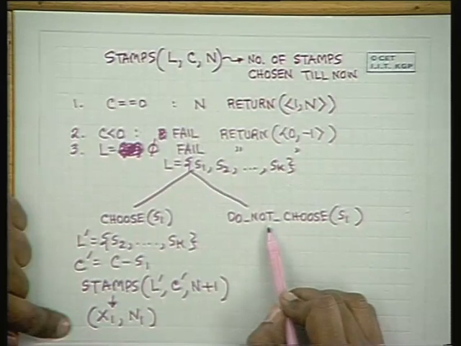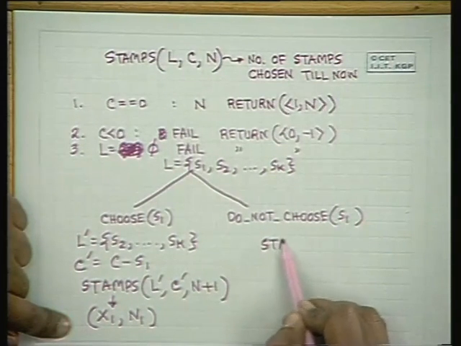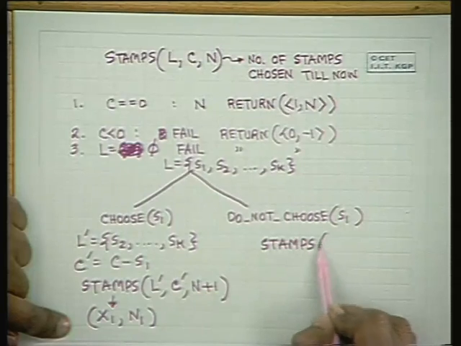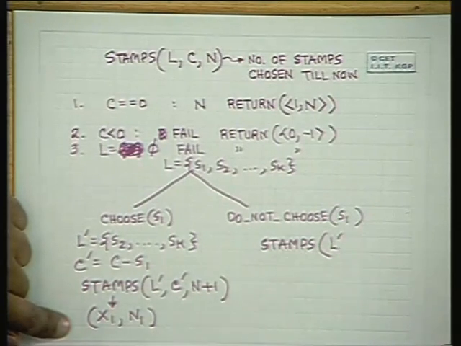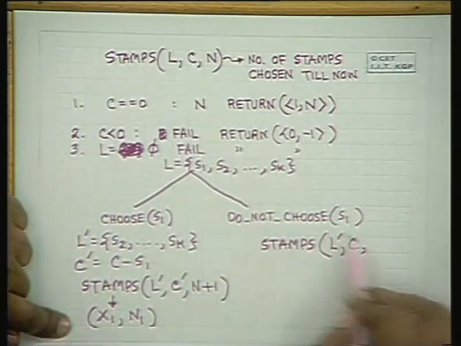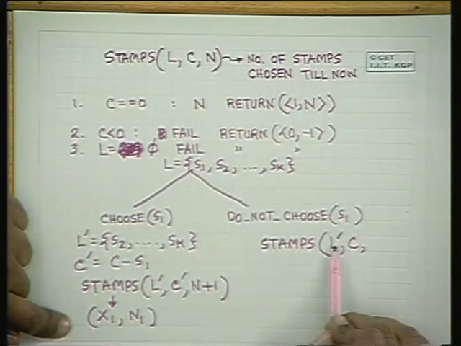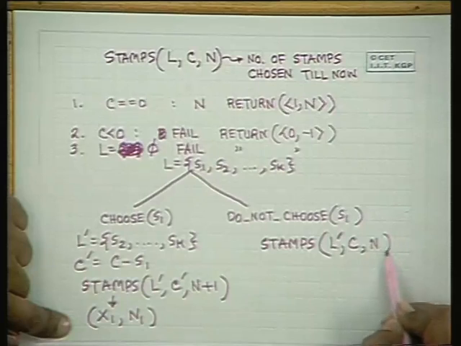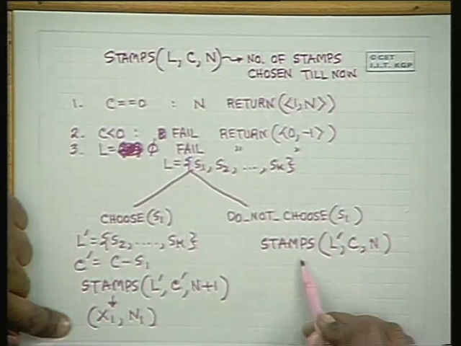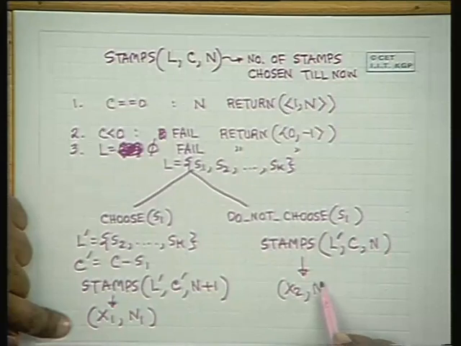And if I do not take it, that is, I do not choose the stamp, then obviously, since I am not going to take it, L dashed is there, but C does not change because I have not chosen any other stamp. I have not chosen any stamp here. So I have just decided not to take S1. So in my new list L dashed, and N remains how many stamps I have already chosen. And suppose this gives X2, N2.